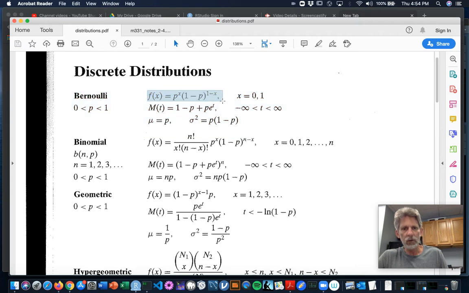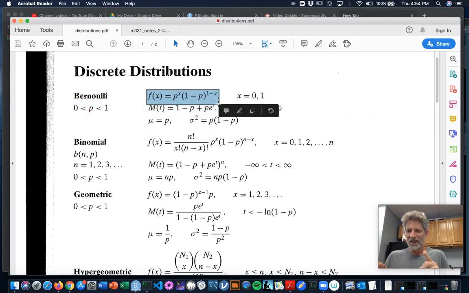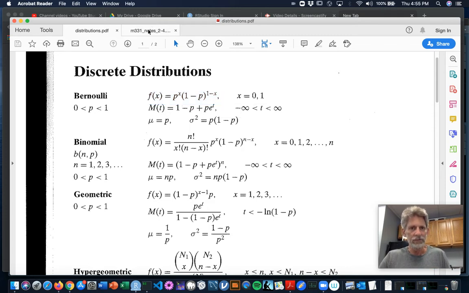And look at the clever way that they wrote down the probability mass function. Isn't that neat? They made a formula out of it, and it actually works. Like try x equals 0, and you'll actually get the 1 minus p. Try x equals 1, and you'll get the p, just like they promised. That's neat.